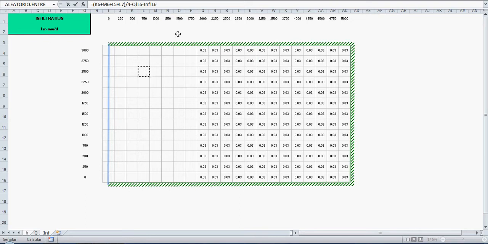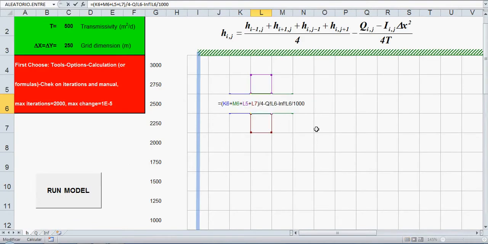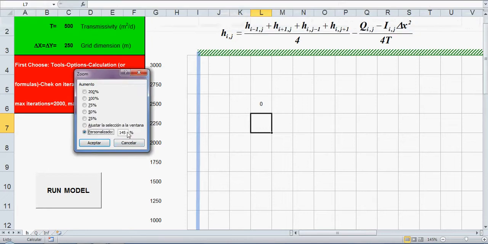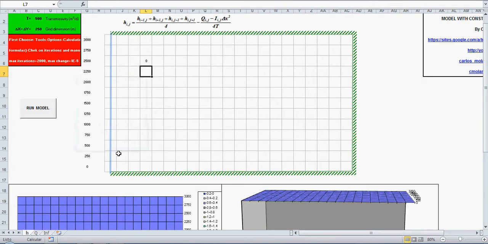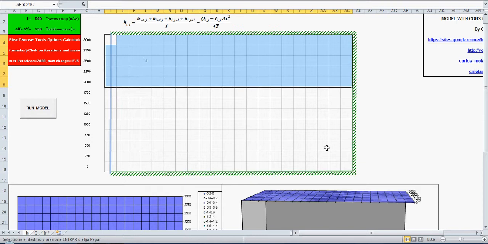The infiltration here is in millimeters per day, but the equation is in meters per day, so let's divide it by 1000, and we can use parentheses here, multiply by delta x squared, and divide by 4 times the transmissivity. Here we have the transmissivity, and that's it. Now let's check our formula. Okay, it looks right. Let's zoom out again. So we can copy our cell equation into the entire flow domain.